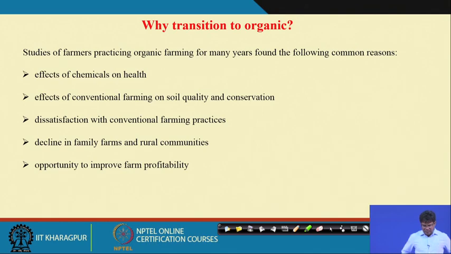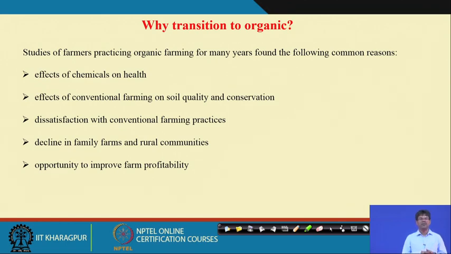Next is dissatisfaction with conventional farming practices. That means dissatisfaction of farmers with conventional farming practices. In India also we can see that with the use of chemical fertilizers, the yield has reached a plateau. So there is no further scope of enhancing yield, but at the same time we need to increase yield to feed the growing population, while the land area is shrinking year after year. So we have to increase production, as I said, double the production by 2022 to feed the growing population.